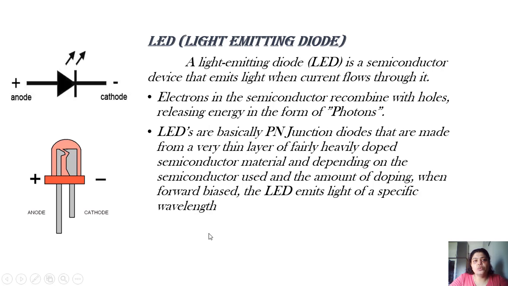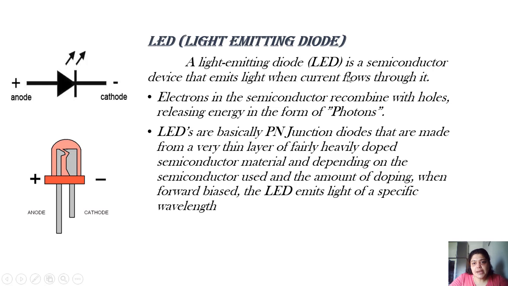Now let us move on to what is an LED. You already know the full form. It is light emitting diode. This is the symbol of an LED. You have a normal PN junction diode with two arrows outward. These two arrows indicate light is being emitted. The triangle indicates the anode, that is the positive terminal, and this straight line indicates the cathode, that is the negative terminal. So how do you define an LED?